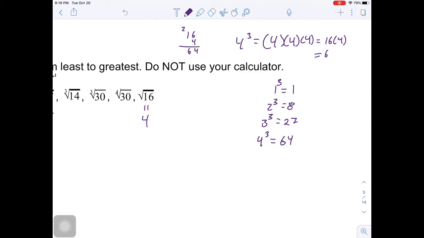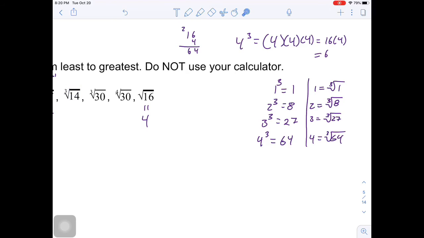Now I'm going to stop there because, as we can see, we only go up to cube root 30 and cube root 14. So here we can list it in terms of cubes. So cube root of 1 equals 1, cube root of 8 equals 2, cube root of 27 equals 3, cube root of 64 equals 4. So recognize how this relates to this, right?